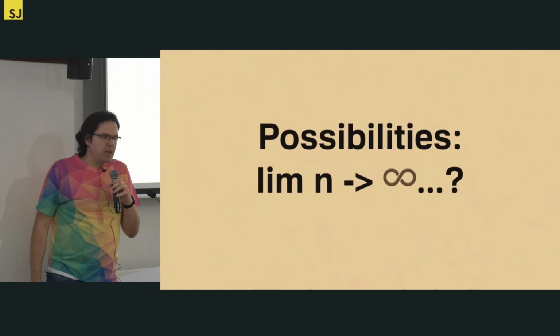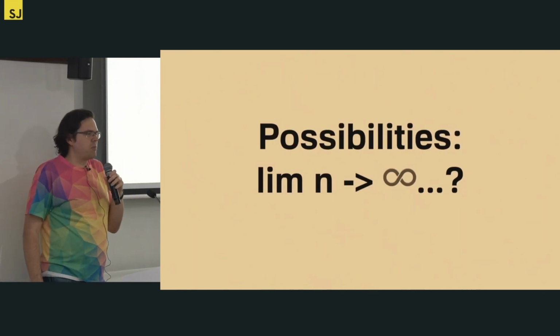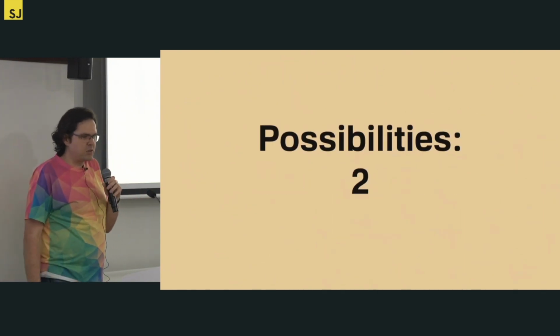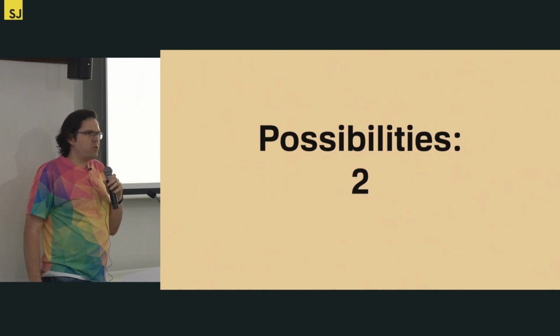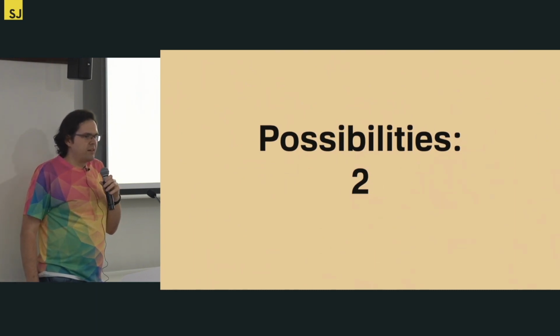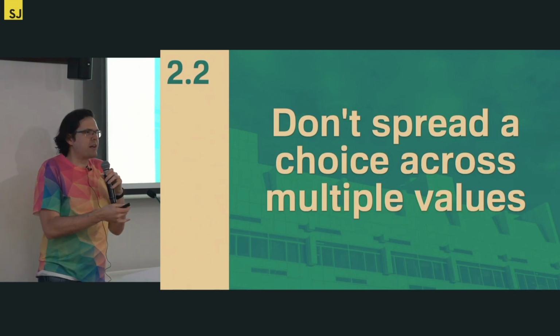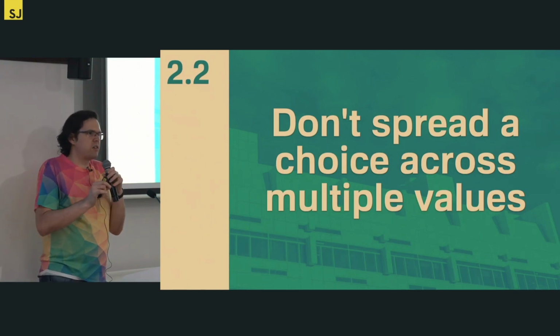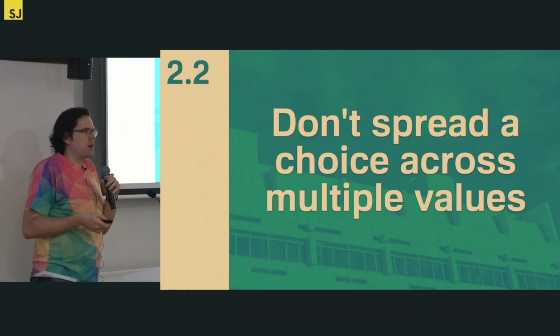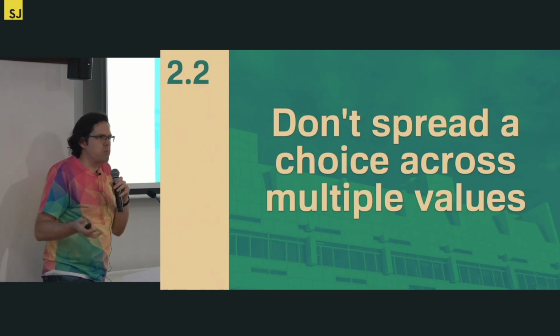Whee! It's useful. So we've basically taken the possibilities from approaching infinity to 2, which is kind of useful. Fewer things to think about, I think. All right. So another thing we can do is avoid spreading a singular choice, a singular switch, you'll see what I mean, across multiple input values.